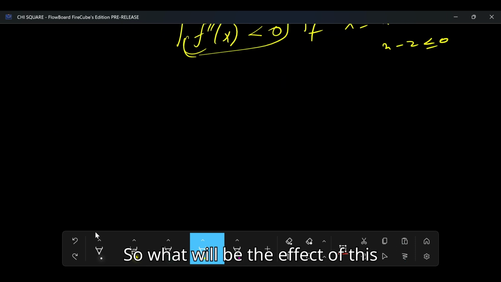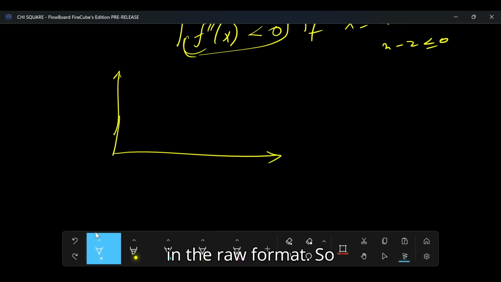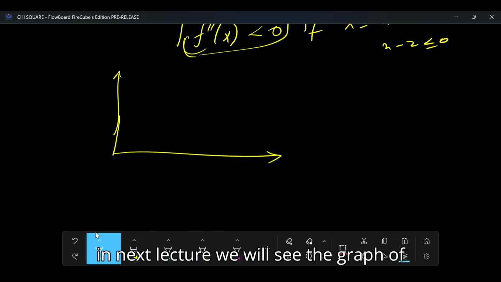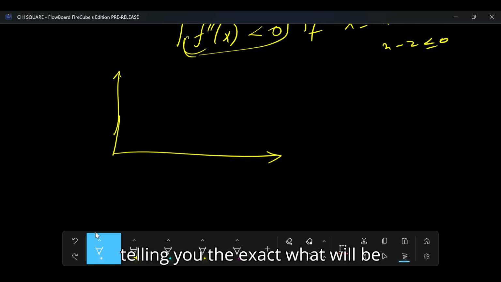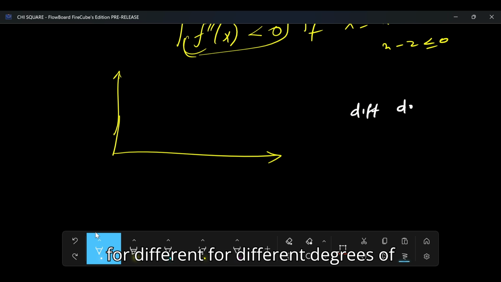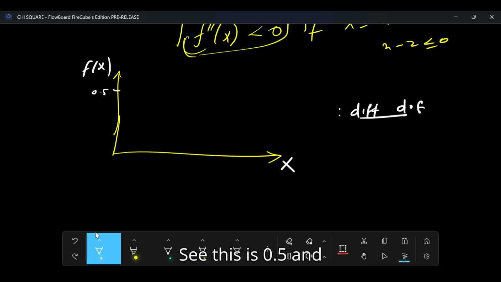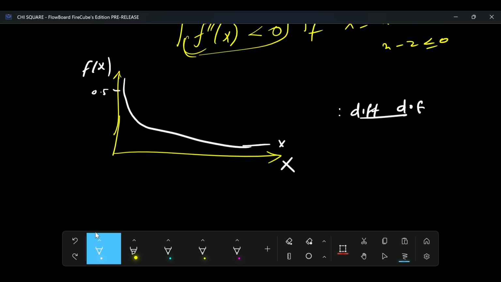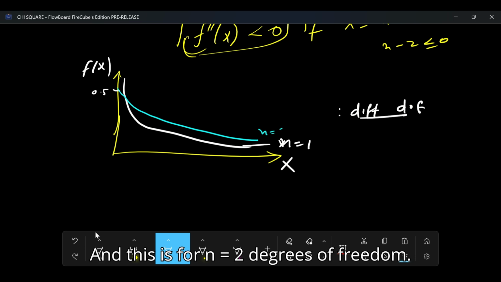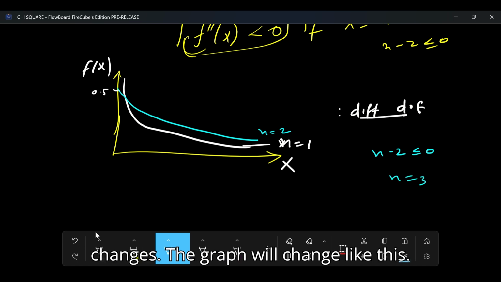So what will be the effect of x equal to n minus 2 on my graph of the chi-square distribution? In the next lecture we will see the graph of the chi-square distribution, but I'm telling you exactly what will be the effect of n minus 2. See, the graph will be for different degrees of freedom. For different degrees of freedom, this is my x, this is my f of x. So see, this is 0.5, and this is at n equal to 1 degrees of freedom, and this is for n equal to 2 degrees of freedom. See, n minus 2 should be less or equal to 0. Whenever I put n equal to 3, the graph changes. The graph will change like this.